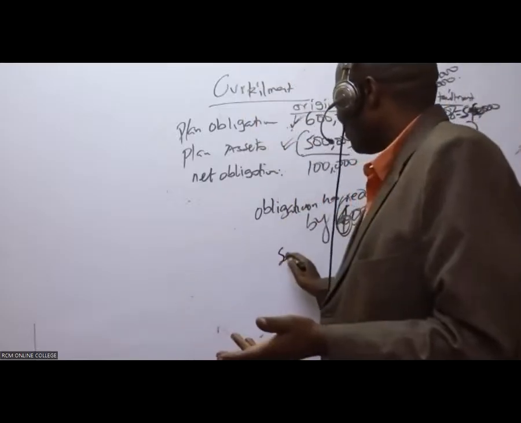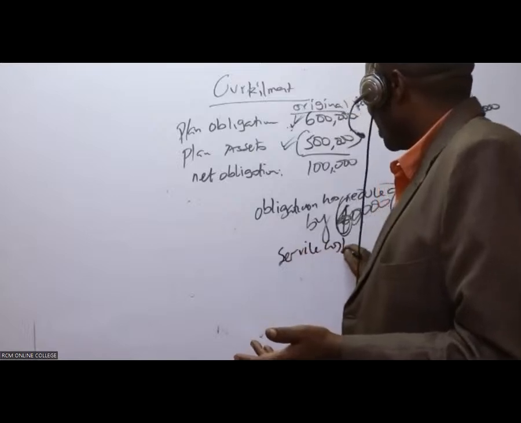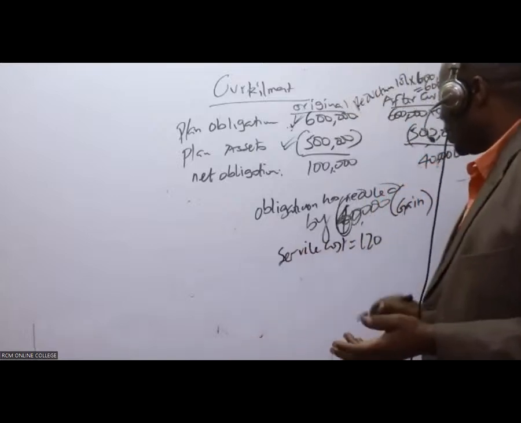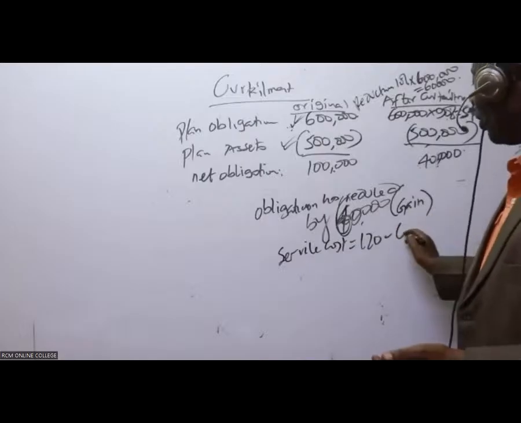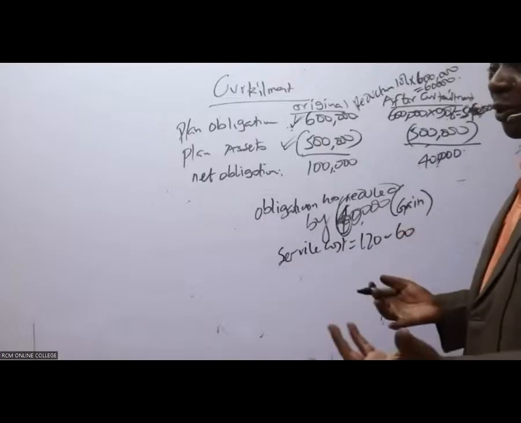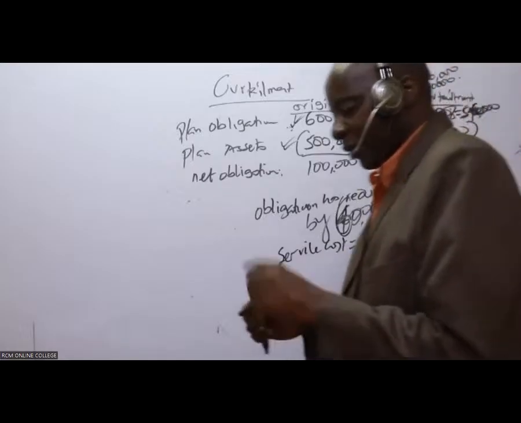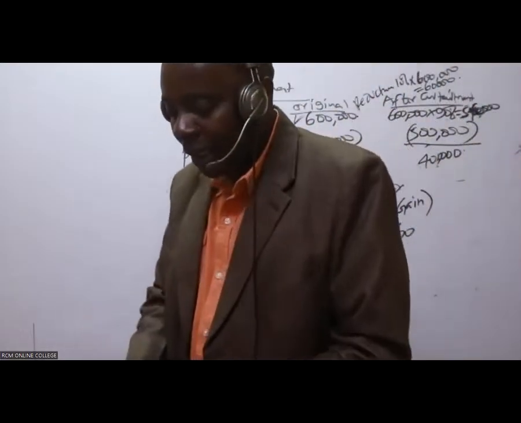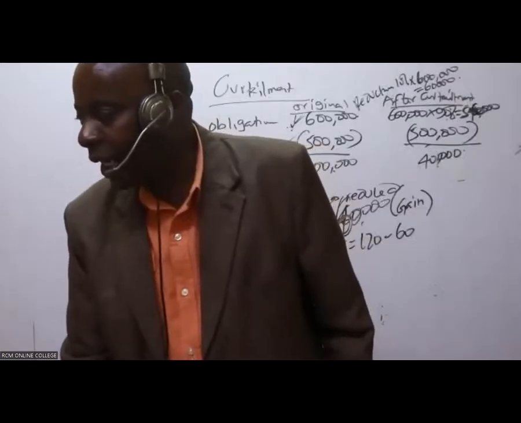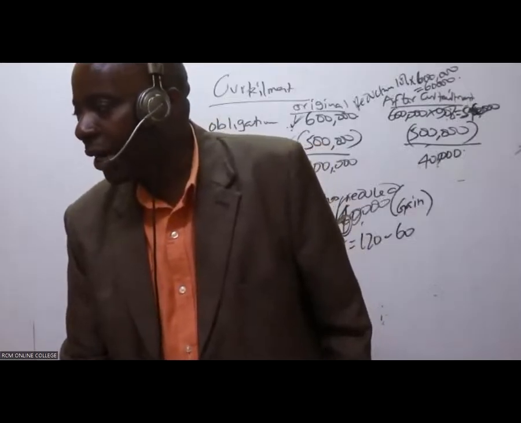If, for example, the service cost in the year is 120, and then there is a gain of 60, you'll come and do what here? Of course, a gain is the opposite of cost, so you have to subtract. We are repeating again: if you're asked, curtailment costs are normally adjusted on the service cost.